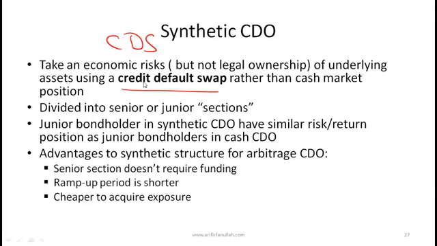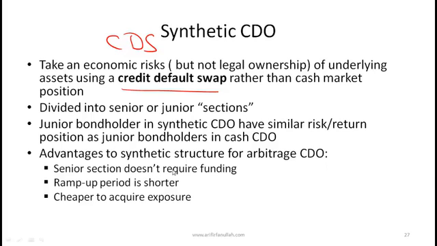With a synthetic CDO, typically the CDOs are divided into a senior section and a junior section. So these are the two tranches, senior tranche, junior tranche. Obviously, senior tranche are taking less risk. Junior tranche holders have more risk. Okay, junior bondholders in a synthetic CDO have similar risk return position as the junior bondholders in a cash CDO. Okay, what are the advantages to a synthetic structuring?